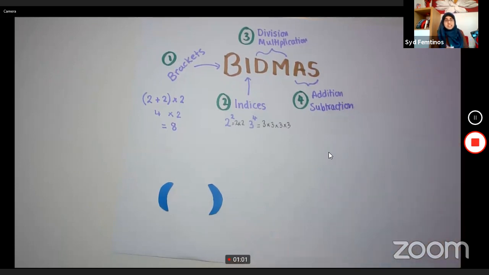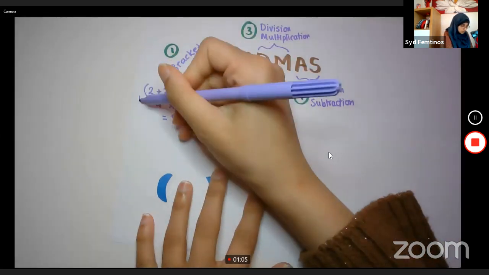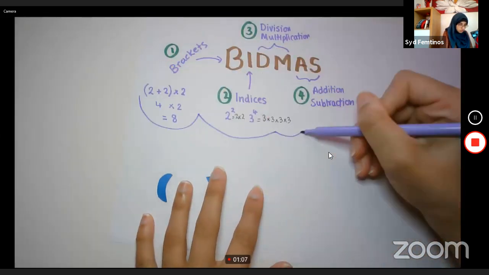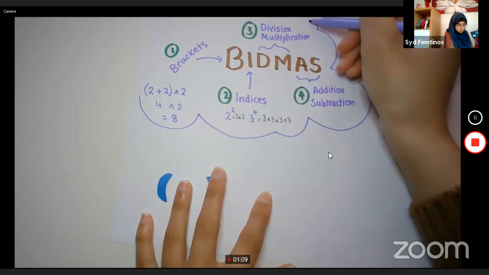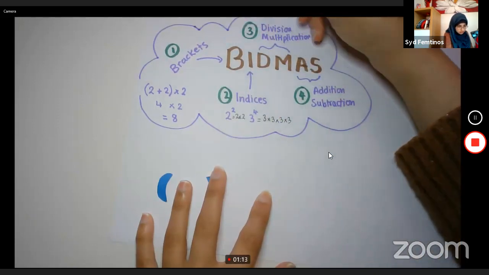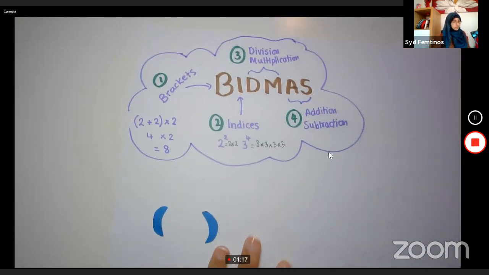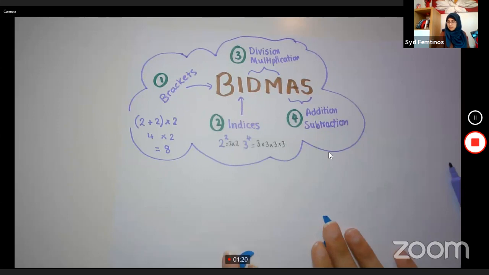Right, guys, this is the exciting bit now. We're going to do some calculations and we're going to use BIDMAS. So I'm going to put this into a cloud. You can use lots of different colors and make it look really exciting. Okay, so I've got a cloud of BIDMAS information there. Right, so I'm going to write down my first calculation.